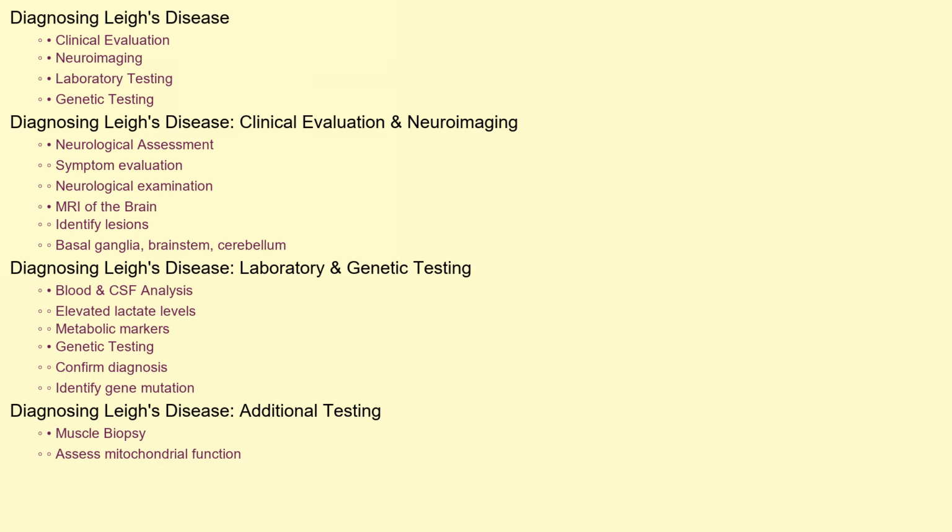Diagnosing Leigh's disease requires a combination of clinical evaluation, neuroimaging, and laboratory testing. A neurologist will carefully assess the patient's symptoms and perform a neurological examination. Magnetic resonance imaging, or MRI, of the brain is crucial to identify the characteristic lesions in the basal ganglia, brainstem, and cerebellum. Blood and cerebrospinal fluid (CSF) samples are analyzed for elevated levels of lactate and other metabolic markers. Genetic testing plays a vital role in confirming the diagnosis and identifying the specific gene mutation involved. Muscle biopsy may also be performed to assess mitochondrial function directly.